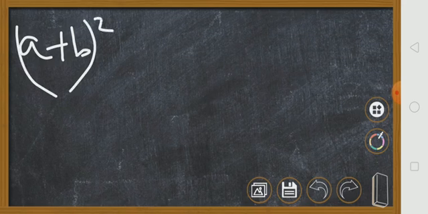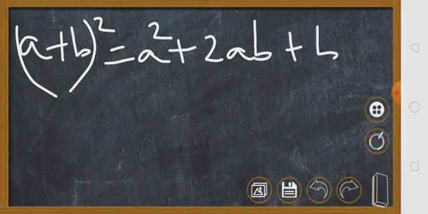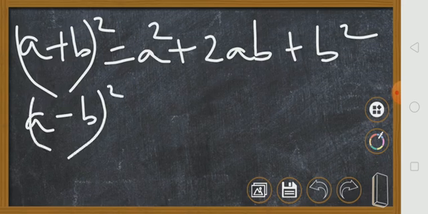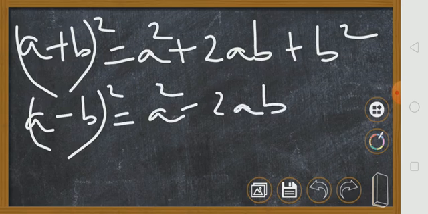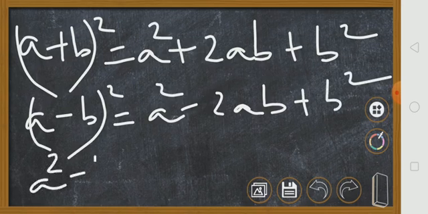Some of the identities you should know, like a plus b whole square. If you remember, a plus b whole square is a square plus 2ab plus b square. Have you followed? Next, a minus b whole square equals a square minus 2ab plus b square. Is it clear?